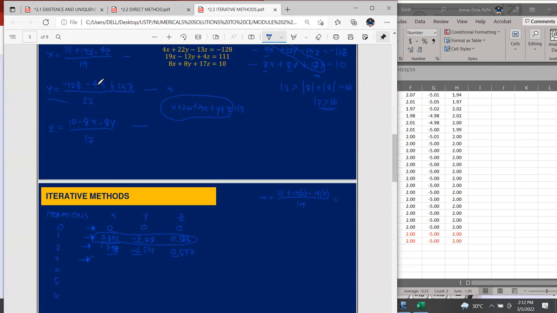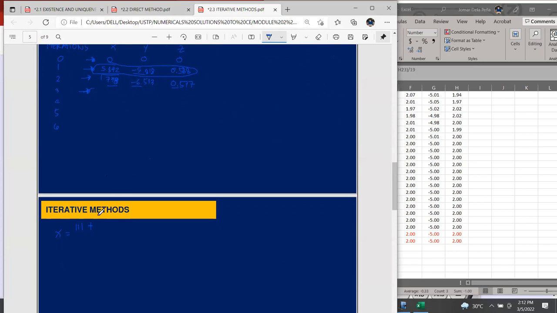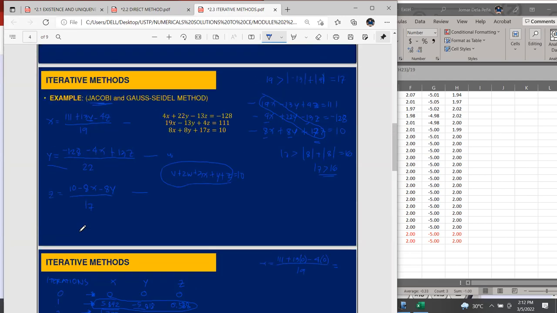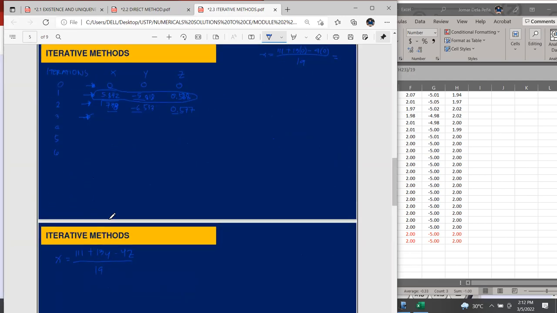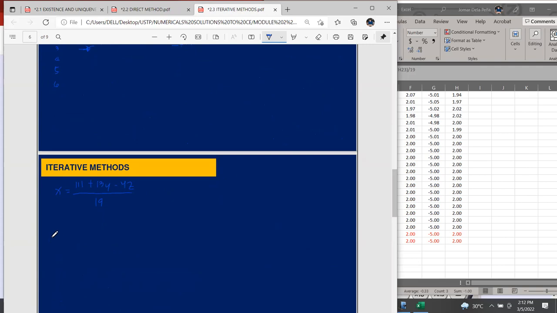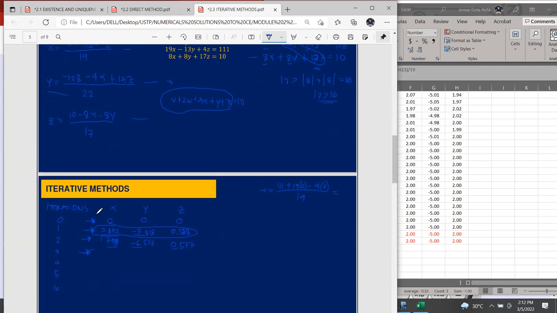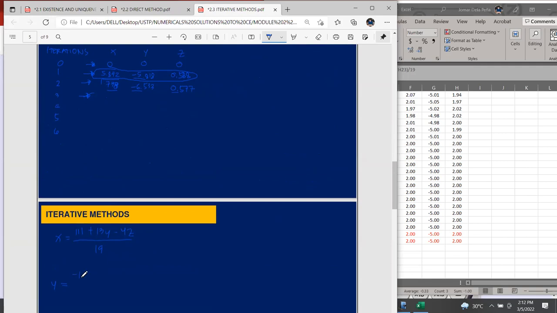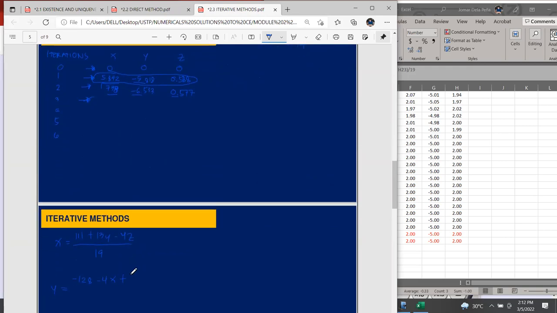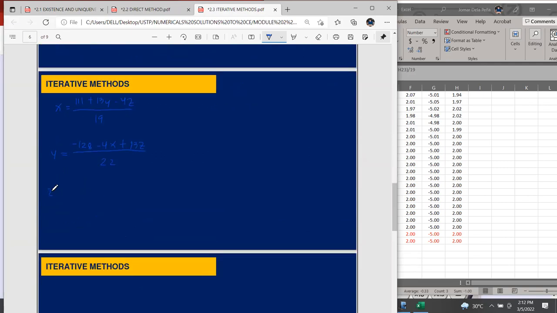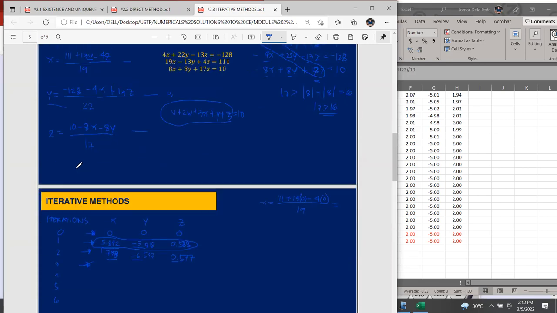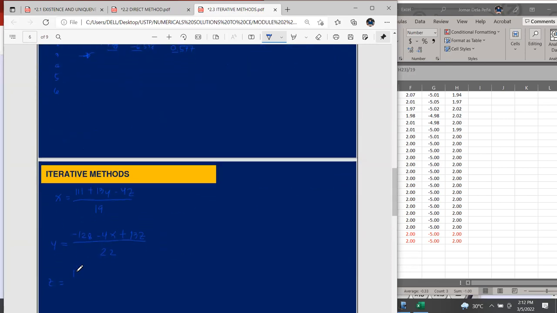x equals 111 plus 13y minus 4z over 19. y equals negative 128 minus 4x plus 13z over 22. And z equals 10 minus 8x minus 8y over 17.